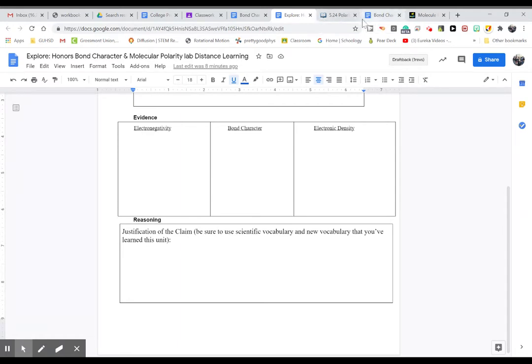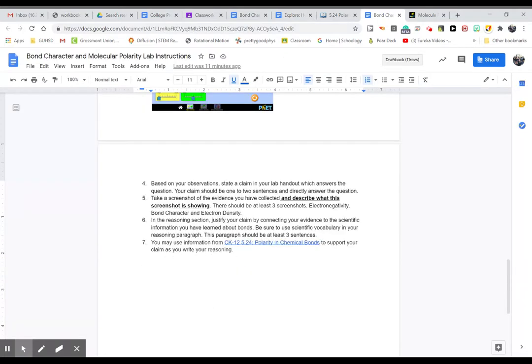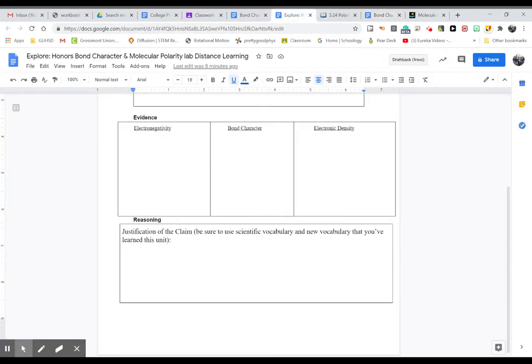Now, one thing that I did include in the instructions that I'd like for you to take a look at is if you click on CK12 5-24, it's polarity and chemical bonds. You can use the information from here as your scientific vocabulary and scientific information to help you answer your reasoning section. So do your justification. Hopefully that's helpful. If it's not, go ahead and reach out via email, through tutorial, or during class.